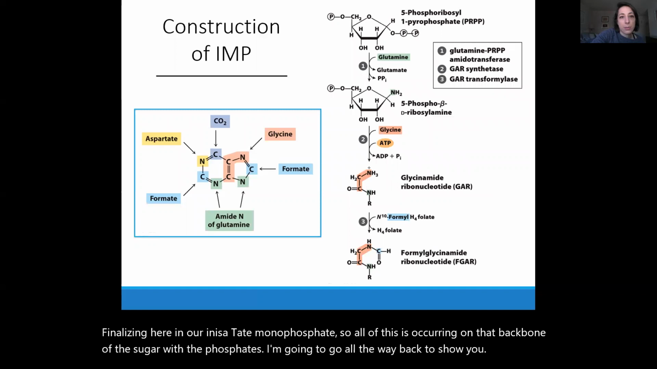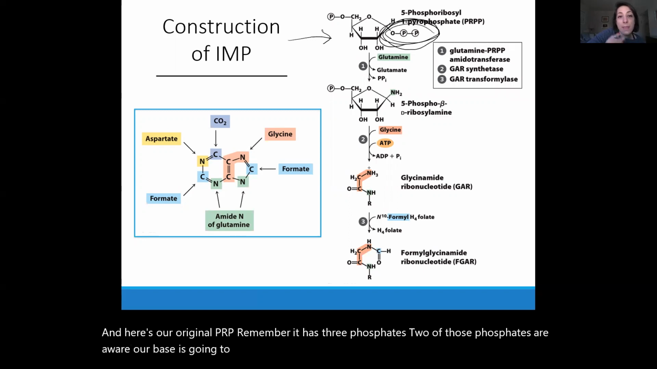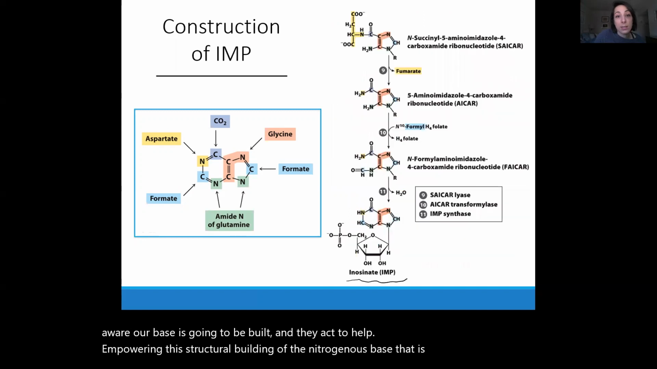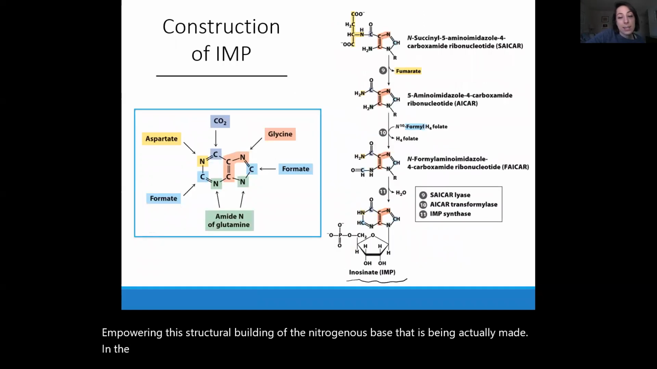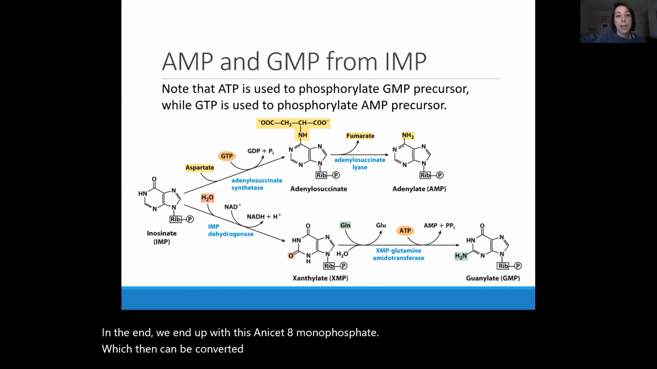Here's our original PRPP. Remember, it has 3 phosphates. 2 of those phosphates are where our base is going to be built, and they help empower this structural building of the nitrogenous base that is actually being made. In the end, we end up with this inosinate monophosphate, which can then be converted into our adenosine or guanine.